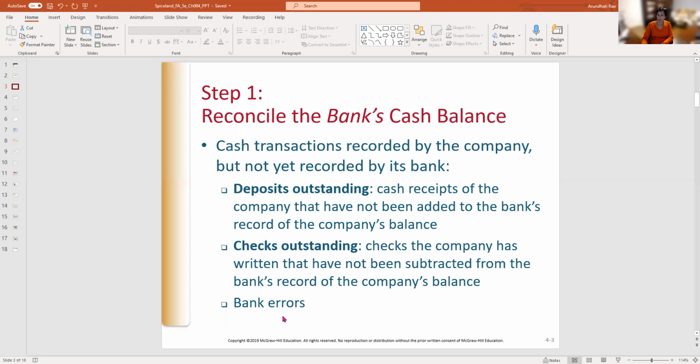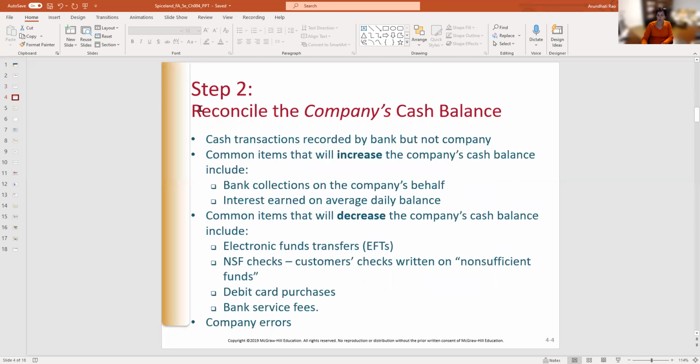Now, it's possible that we may have errors, and we'll take a look at some examples and see how to reconcile them. Now, step 2, let's reconcile the company's cash balance. So now what we're looking at is cash transactions recorded by the bank, but not yet done by the company. So the bank has taken care of certain transactions for me or on my behalf, and they have already updated my account by way of increasing or decreasing it, and I have not done it as yet, and I need to do a journal entry to bring it up to speed.